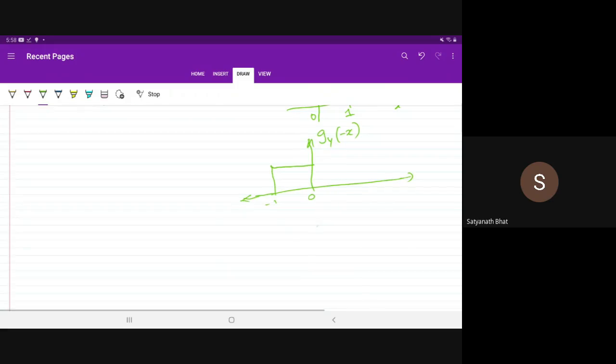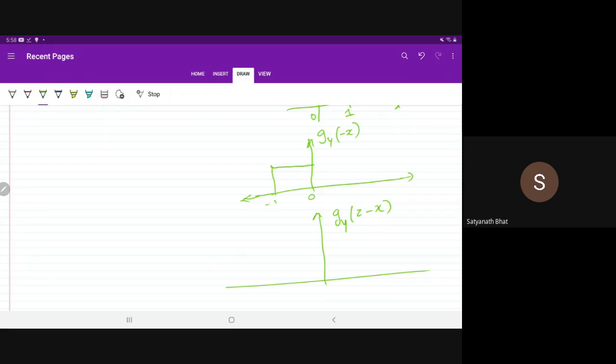Now if I do something like gy of z minus x, how does that change? So basically what happens is you will have the same thing, but it will be shifted to z, whatever that value of z is. Okay, I have written it as though z is negative, but it could very well be positive as well. So as a function of x, this is how it will look. Okay, so this will be z minus 1.